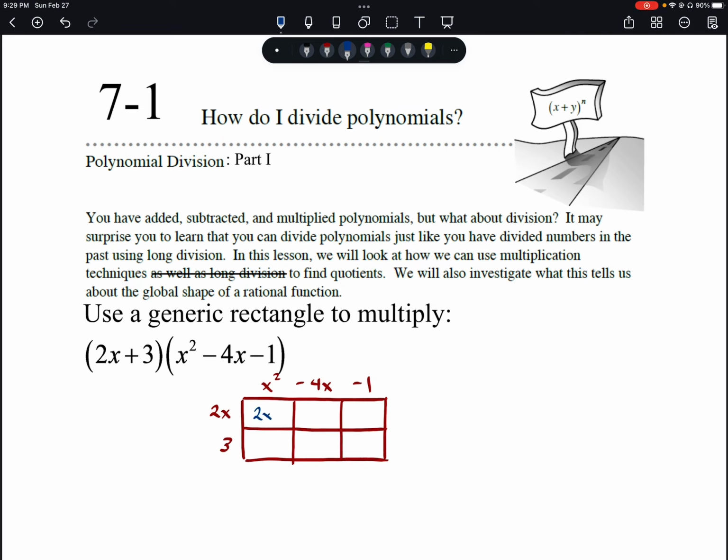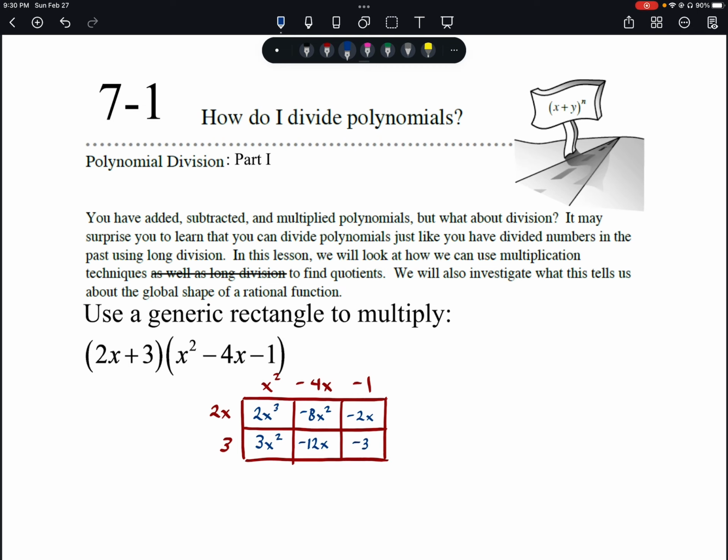So this would be 2x to the third. We've got x squared times 3 is going to give us 3x squared. 2x and negative 4x, when we multiply them, give us negative 8x squared. Negative 4x and 3 give us negative 12x. Negative 1 and 2x give us negative 2x, and then we get a negative 3 down below.